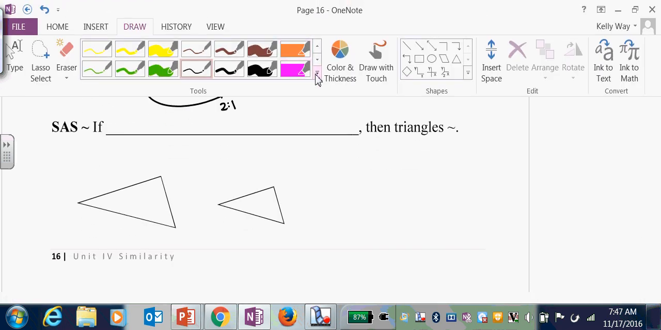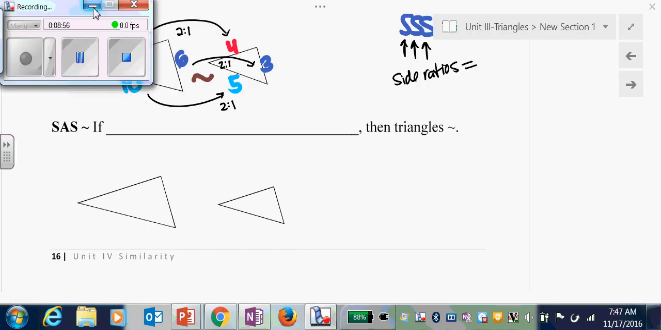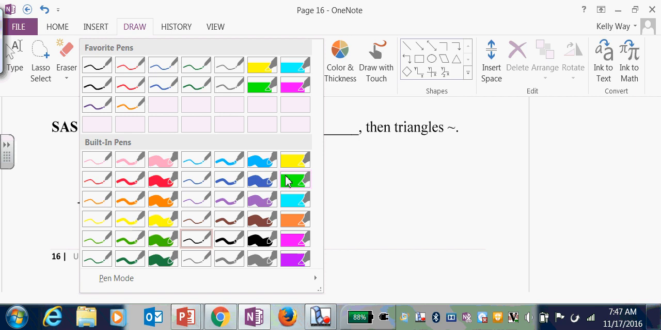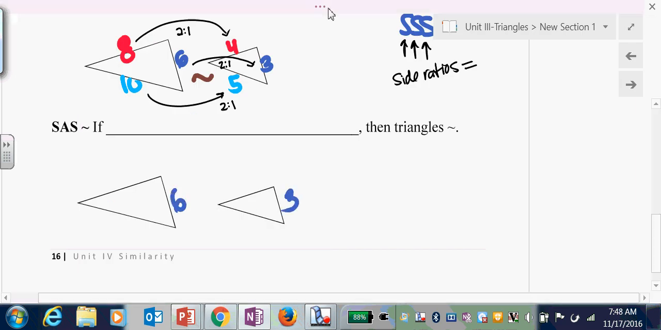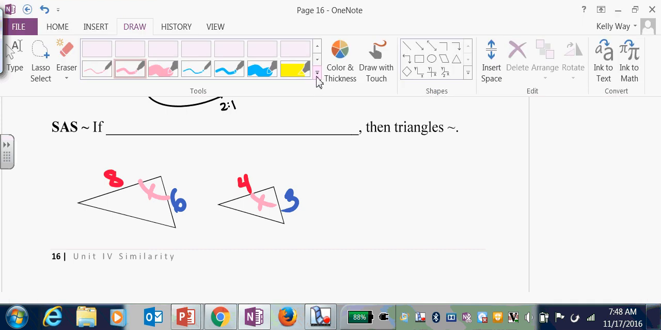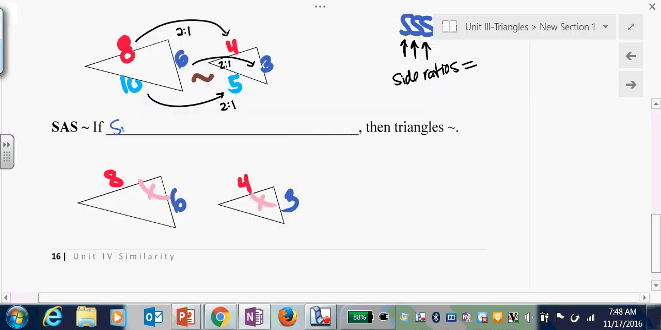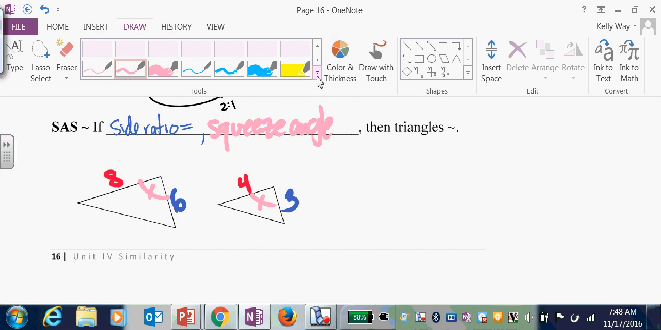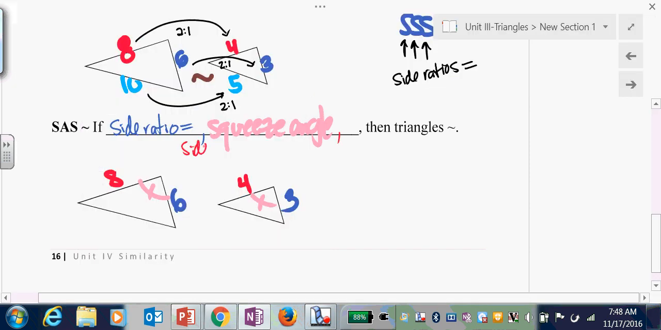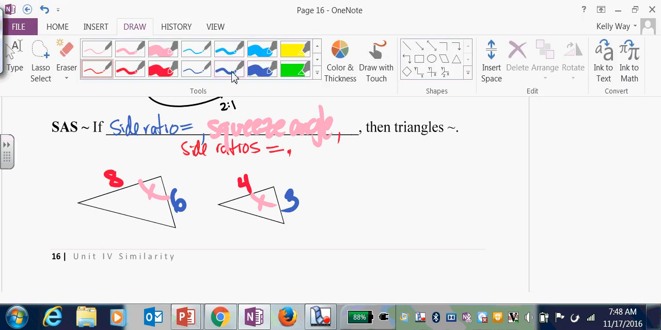Last one, let's try this. Draw that. This one says if you have side ratios equal, then you have a squeezed angle, and then you have another side ratios equal. Then the triangles are similar. And this spells side angle side similarity.